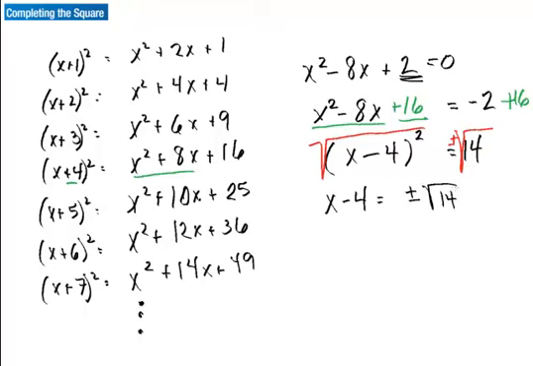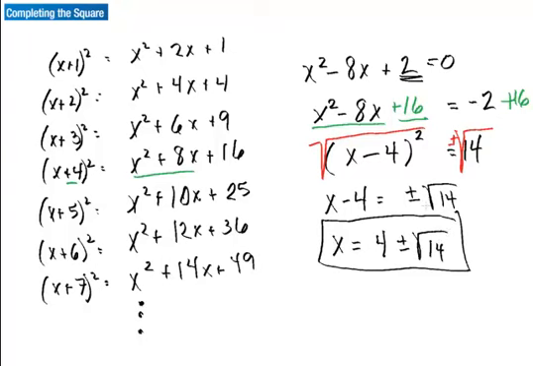Square root of 14 doesn't really simplify, so there's no perfect numbers in it. I'll add 4 to both sides, and I'm done. And that, once you get the hang of it, is actually easier than using the quadratic formula, because you would have had to have used the quadratic formula on this one, because it won't factor beautifully, as you can tell by the answers there.